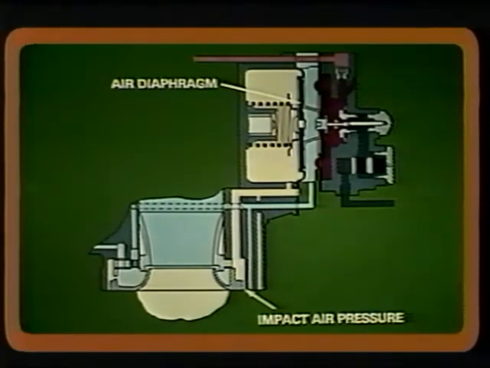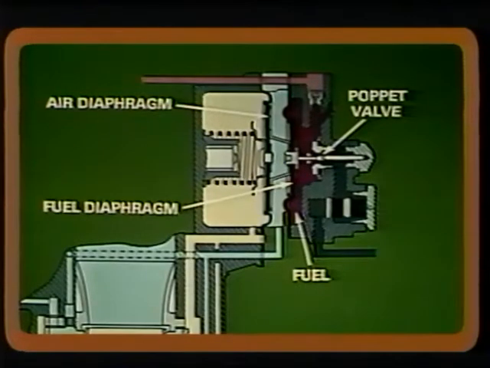Here, this air meets with impact air pressure coming from around the inlet of the carburetor, which is directed to the opposite side of the air diaphragm. These 2 pressures, the venturi pressure and the impact pressure, both act on a diaphragm to cause it to open a poppet valve. At the same time, fuel flowing through the poppet valve presses on a fuel diaphragm attempting to close the poppet valve.